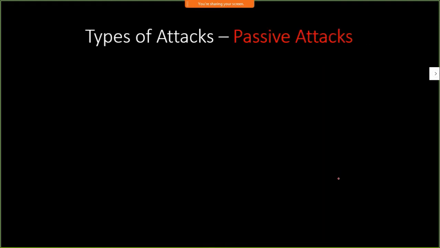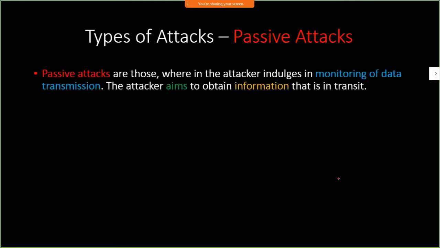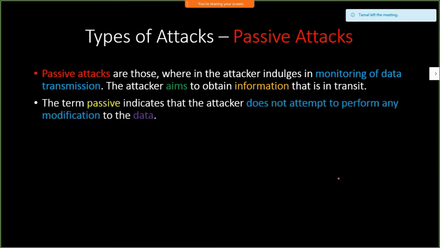There are other attacks, passive attacks. Passive attacks are those wherein the attacker indulges in monitoring of data and transmission. The attacker aims to obtain information that is in transit. The term passive indicates that the attacker doesn't attempt to perform any modification to the data. That means in a passive attack, the attacker doesn't change your data. He or she just observes your data.